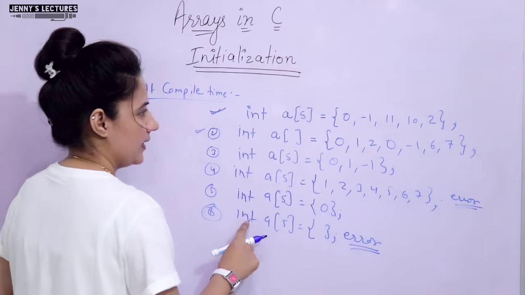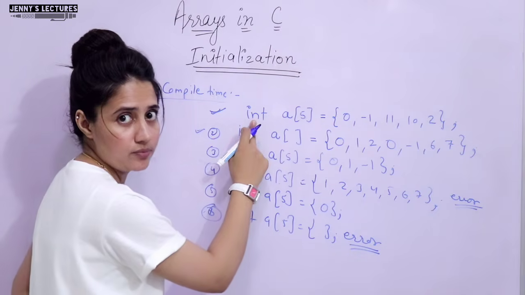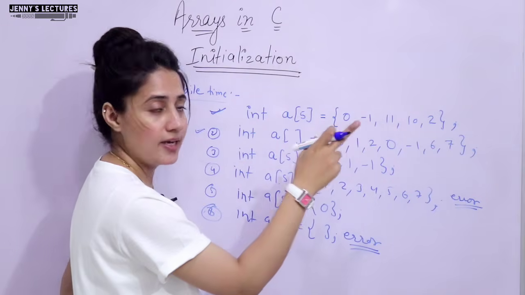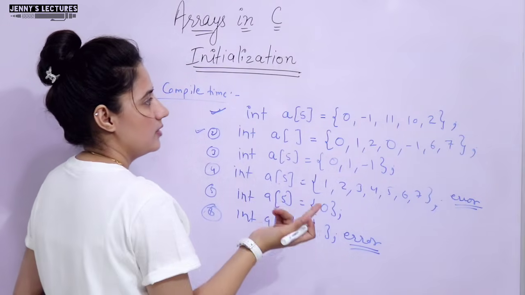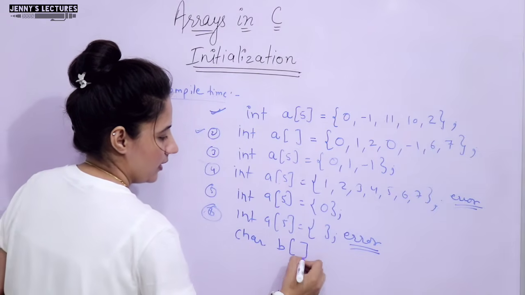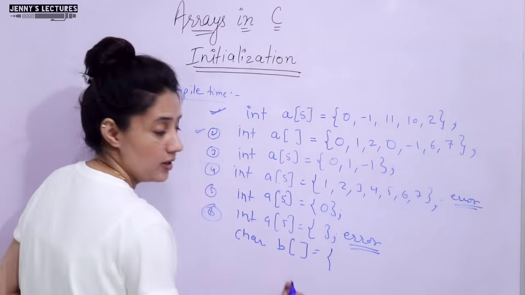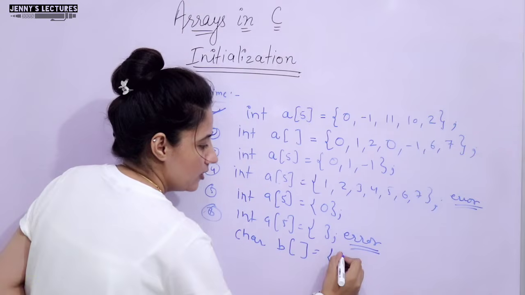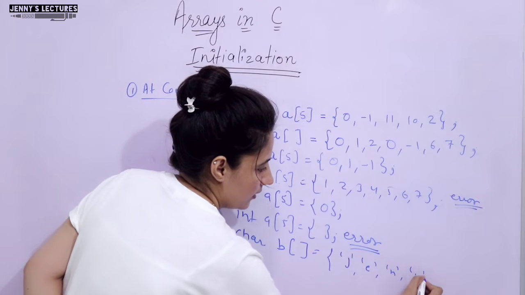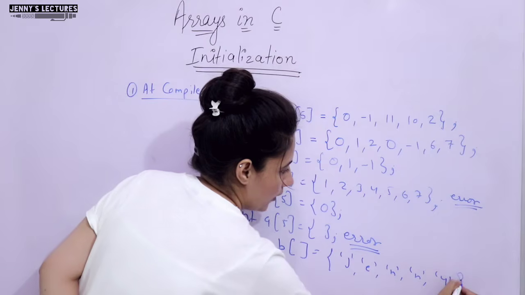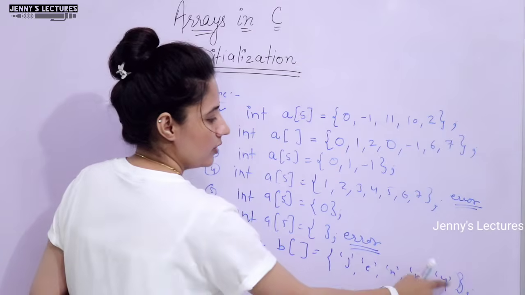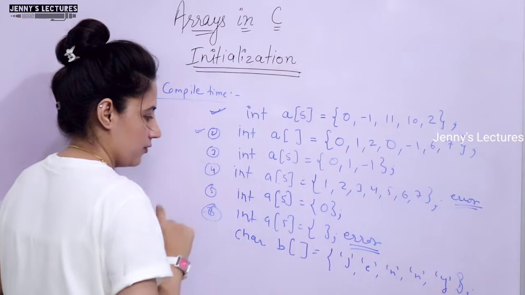It's not like you can only write int here. I can also write float, and that would be a floating type array. All the data items would be floating type. Or you can write a character array. I am taking char, the array name is b, and here I am not declaring the size. I am just writing the characters in single quotes, suppose J, E, N, N and Y. So this is a character array of size 5, with 5 data items given.